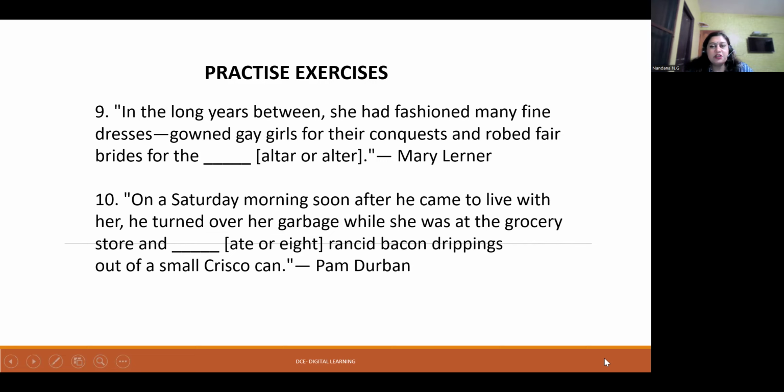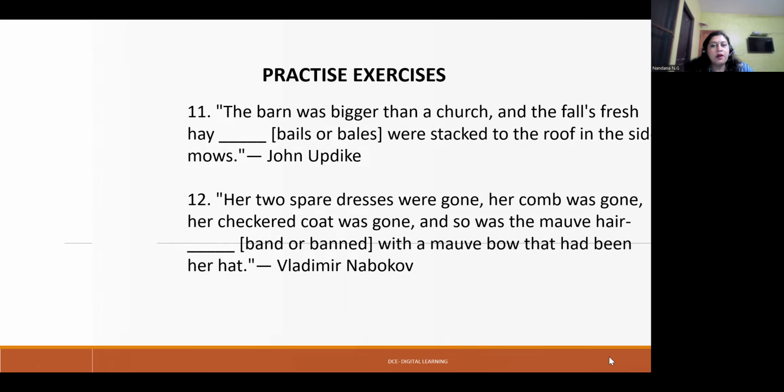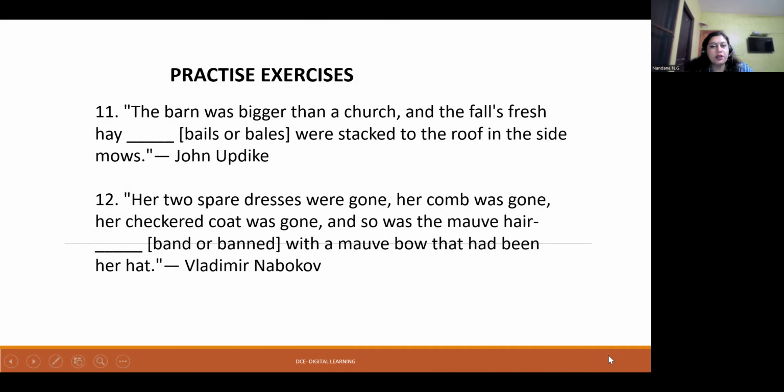In the long years between, she had fashioned many fine dresses, gowned gay girls for their conquest, and robed fair brides for the altar, A-L-T-A-R, by Mary Lerner. On a Saturday morning, soon after he came to live with her, he turned over her garbage while she was at the grocery store and ate, A-T-E, that is the action of eating, rancid bacon drippings out of a small Crisco can, by Pam Durban. The barn was bigger than a church, and the fresh hay bales, B-A-L-E-S, were stacked to the roof in the side-most, by John Updike.